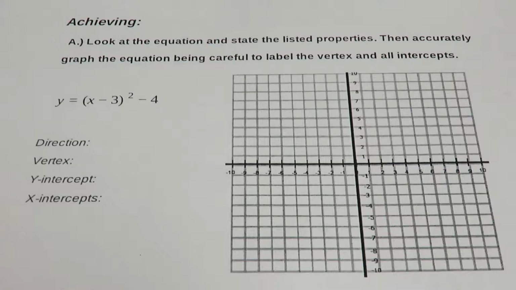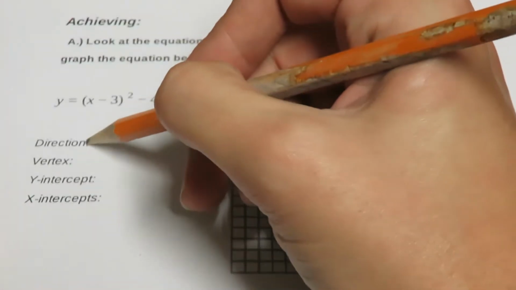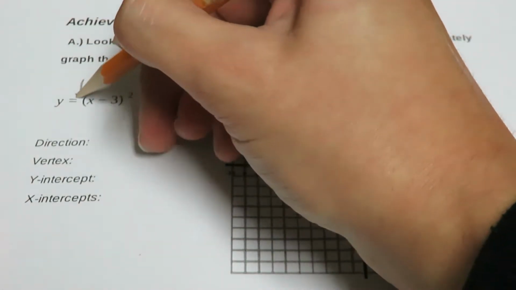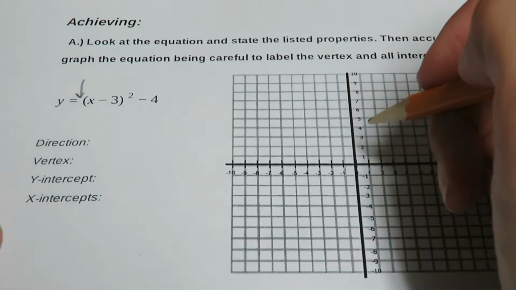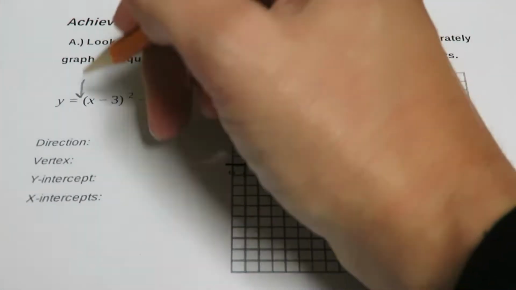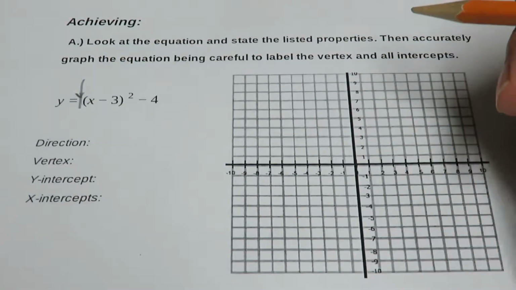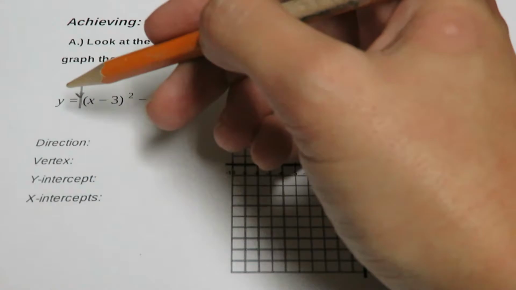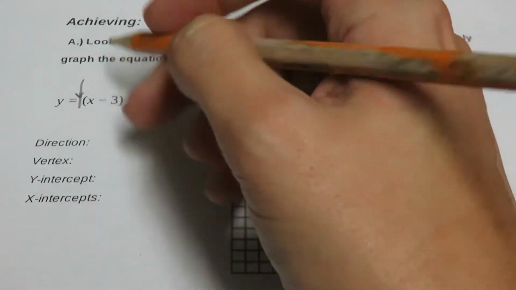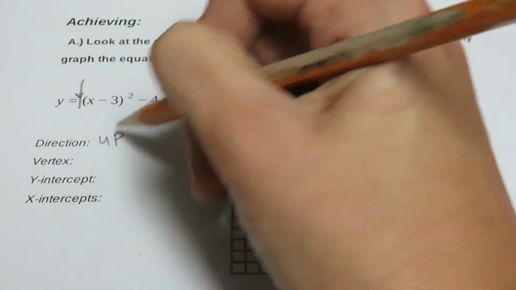So the first thing is it's asking for the direction. So the direction, remember, comes from whatever number's right in front there. And if there's no number right in front, essentially it's just a 1 because we're multiplying it by 1. So we look at that 1 and we ask ourselves if it's positive or negative, and it's positive because there's not a negative right there. So the direction is up.